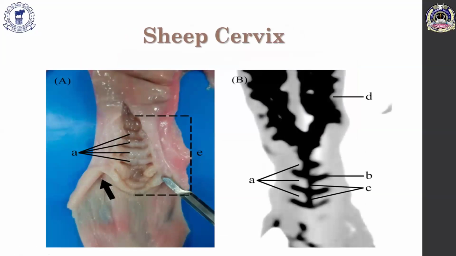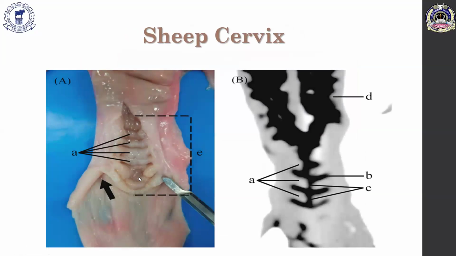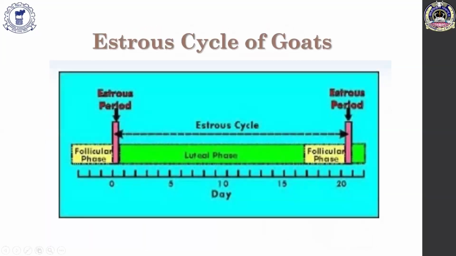And when we see the cervix, we can see here how the protrusions have shown. When we see anatomically dissecting the cervix, we see like this. The ridges are seen. Let's talk about other important point, that is the estrus cycle.